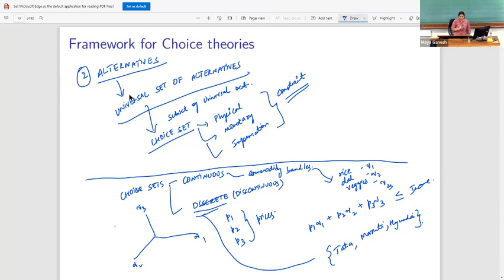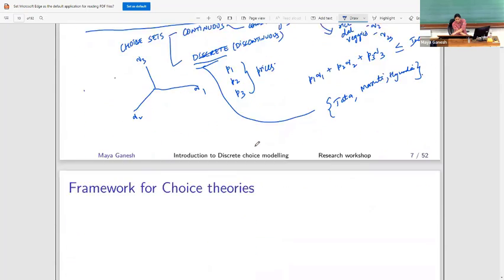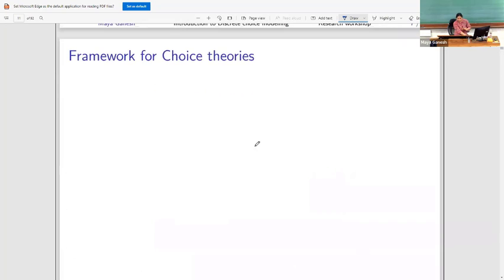The third element that I could think of is the attributes of these.